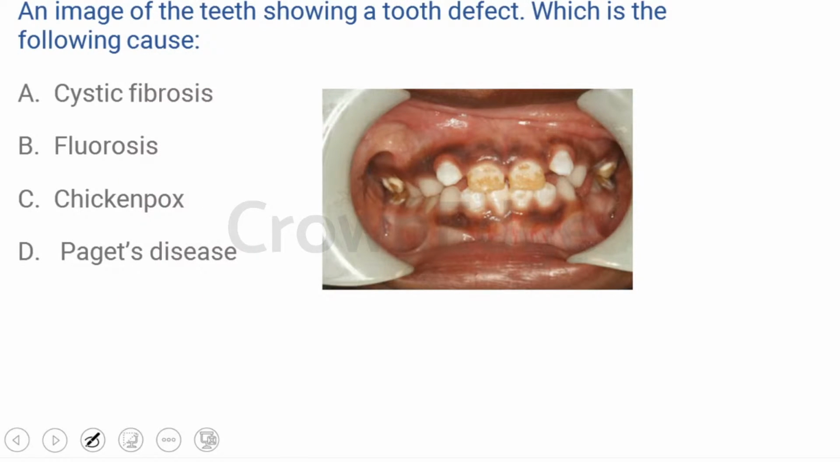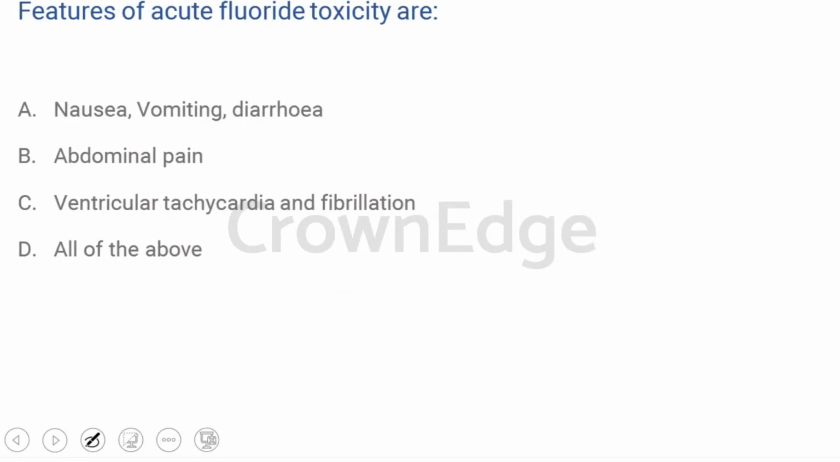Again, we are having a picture-based question here. The image of the teeth shows a tooth defect, which is caused by the following: cystic fibrosis, fluorosis, chickenpox, Paget's disease. You can easily rule out cystic fibrosis, chickenpox, and Paget's disease because they do not cause any defect like this that is shown in the picture. Okay, so what you essentially see is a nice pitting with brownish discoloration that is seen on the maxillary incisors. Okay, and you can see some kind of lesions in the lower mandibular incisors. All right, so this answer is fluorosis, and this is a picture of your dental fluorosis that is seen here.